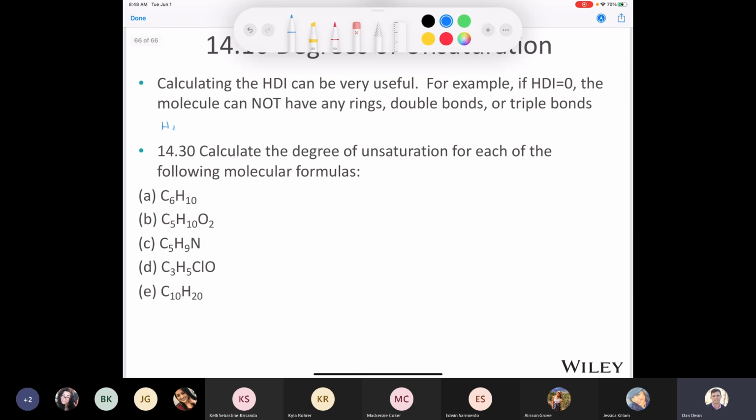I'll scribble it up here. So you have HDI is equal to 1/2 times 2 times the number of carbons plus 2 plus the number of nitrogens, subtract the number of hydrogens, subtract the number of halogens, like that.